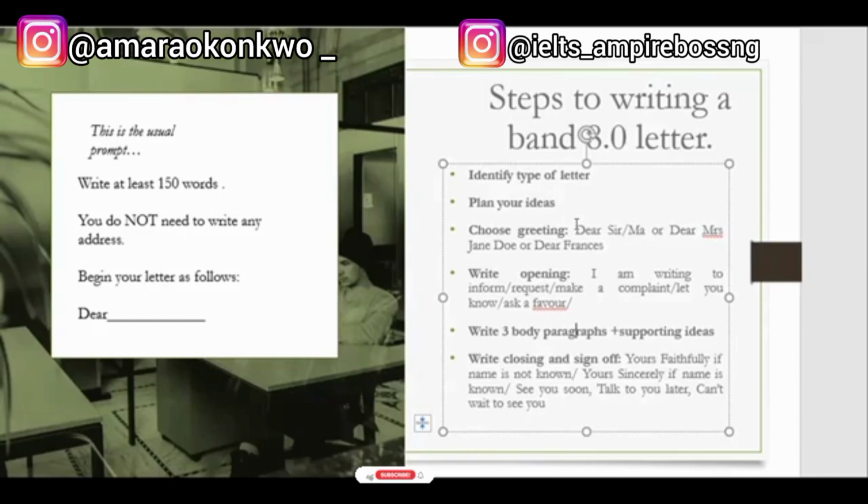Are you writing to make a request? Are you writing to make a complaint? I'm writing to bring to your notice. Do you understand? Use that type of language.